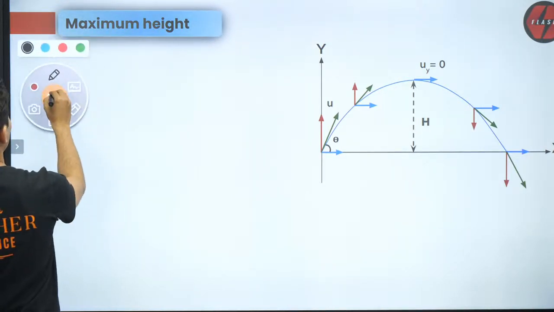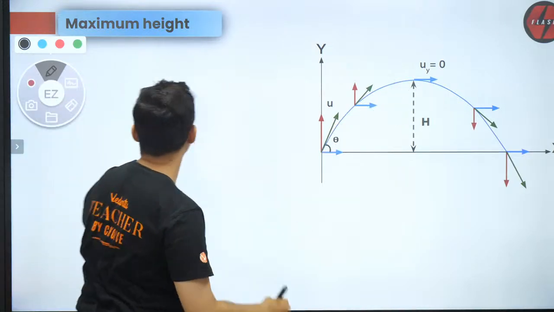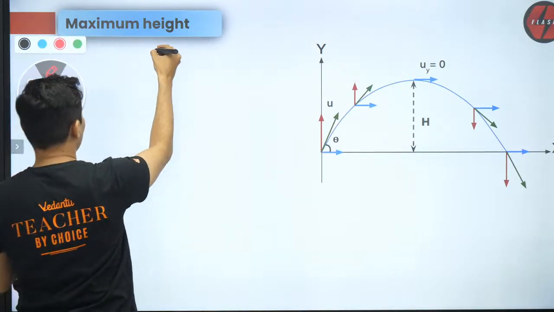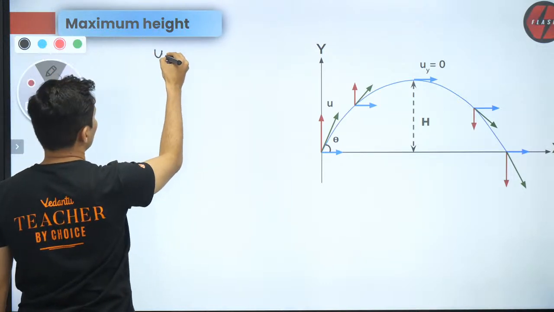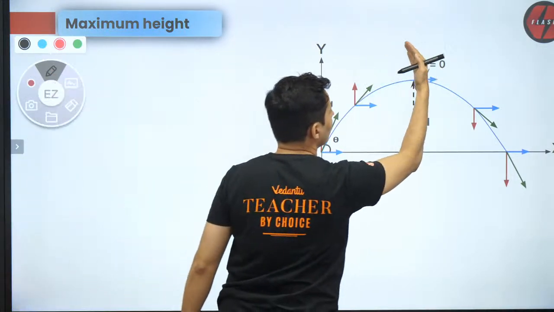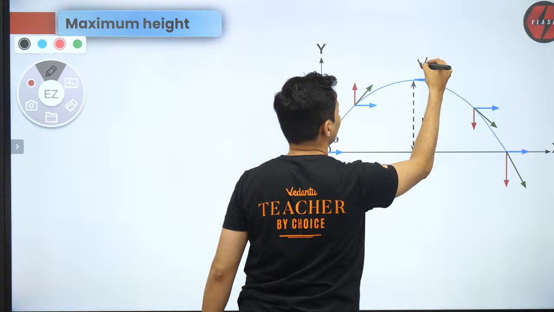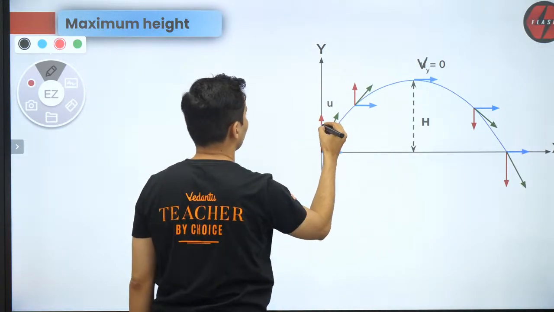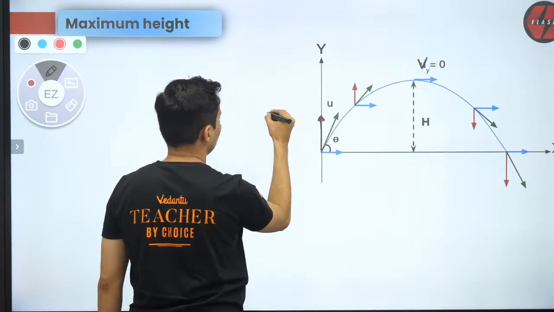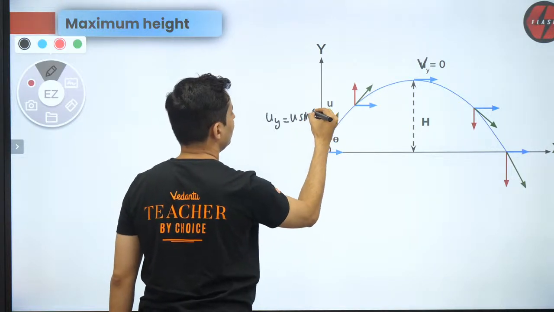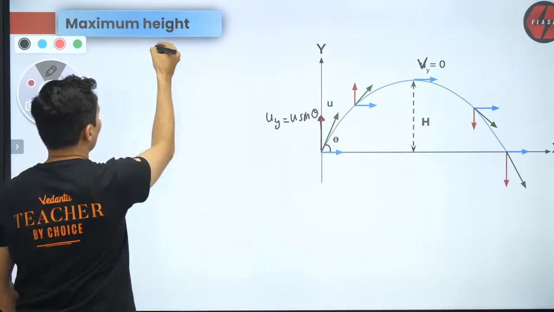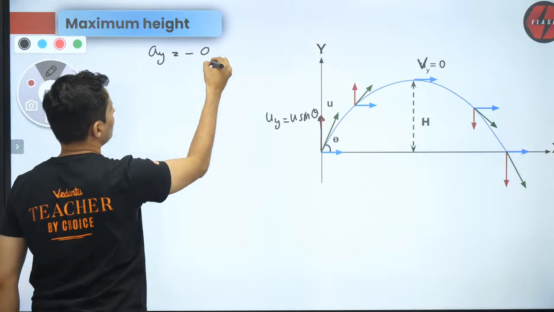Yeah, the velocity at the topmost point is zero. So let's do everything in the y-axis. So what is there in the y-axis? Let's think about it. This should be not just uy, this should be vy. And here, this part is uy. And what is uy? It is u sine theta. So that's uy. Also, ay is minus g.